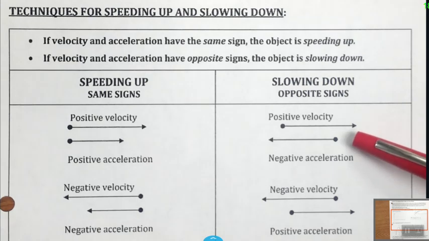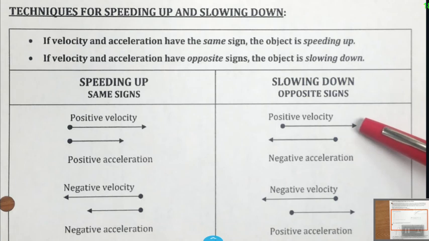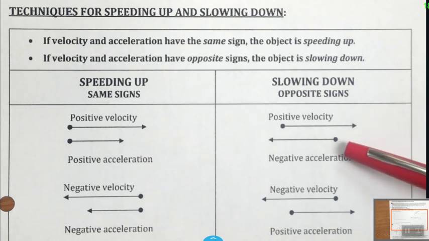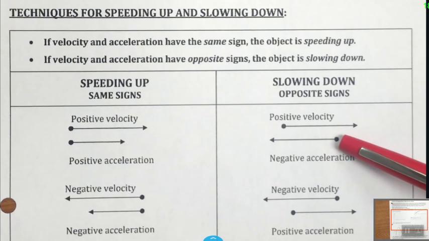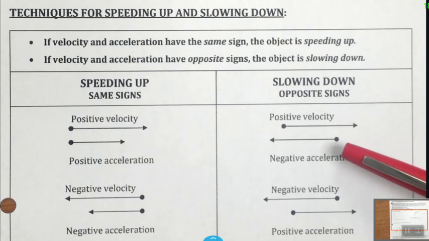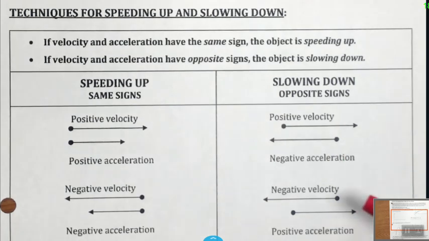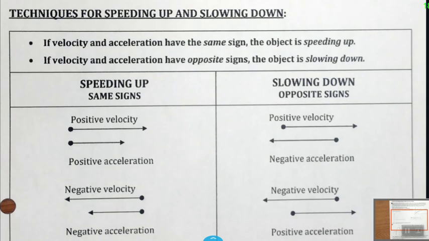If they're working against each other, if your velocity is positive but your acceleration is negative, that means you're moving forward but being pushed backwards. That means you're slowing down. You're not moving as fast. Does that make sense to you guys? Okay. And then negative velocity, you could be moving backwards but somebody's pushing you forward.